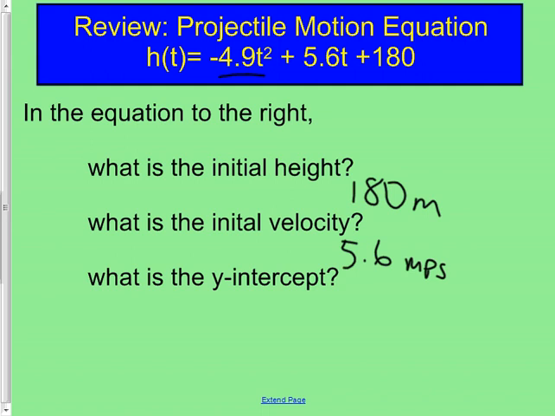The y-intercept? It's kind of a trick question. The y-intercept is where x equals 0. There's no x in the equation, but that's like x. So if you make those 0, this will cancel out, and it's 180 again. And if you're going to use units, it would be in meters. Any questions on those three?